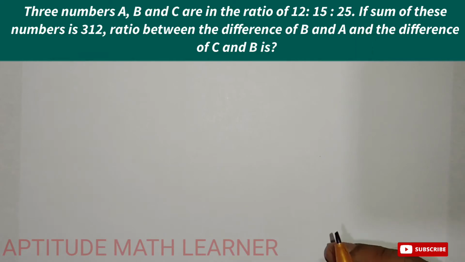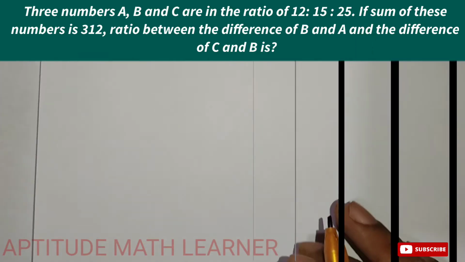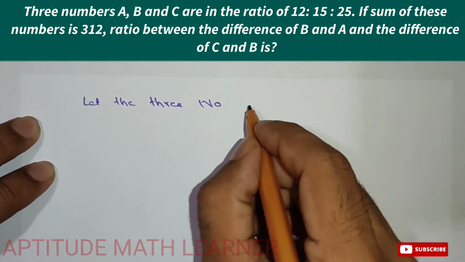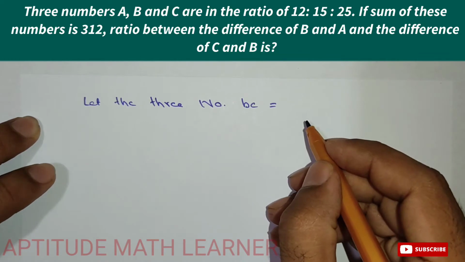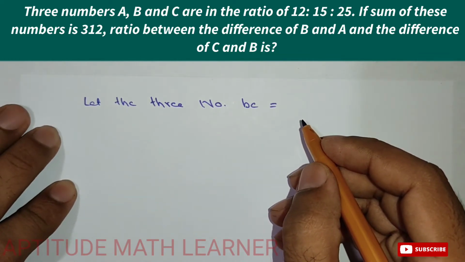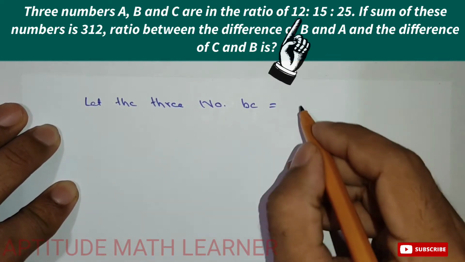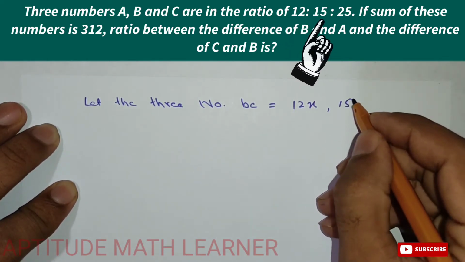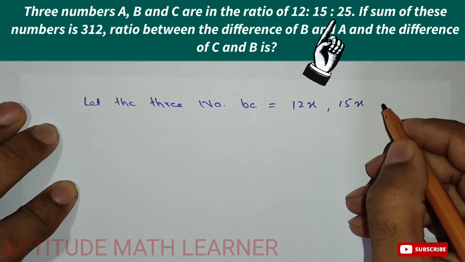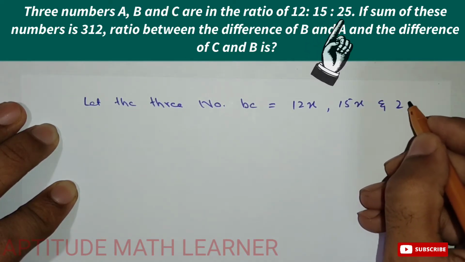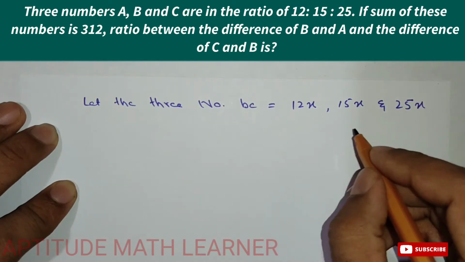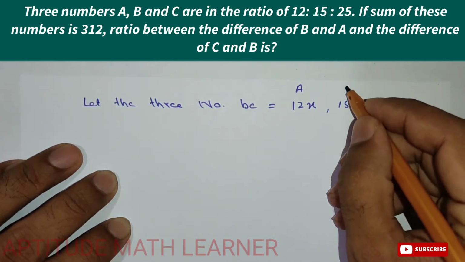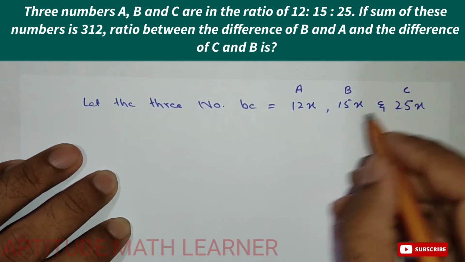So here we take, let the three numbers be 12x, 15x and 25x. So these are the three numbers. This is for A and this is for B and this is for C.